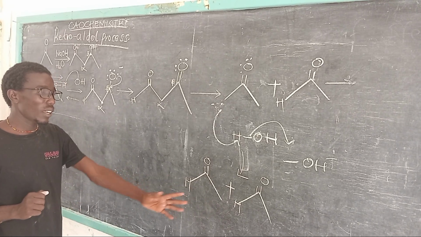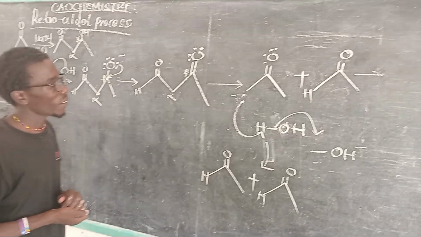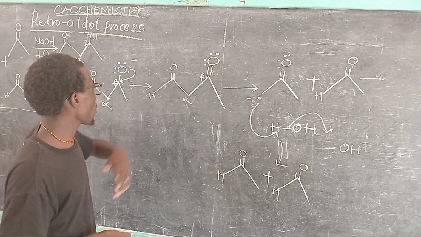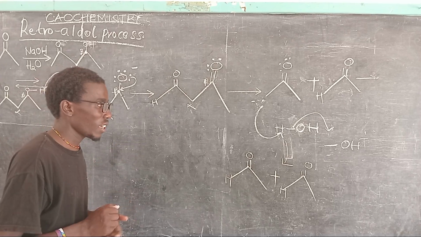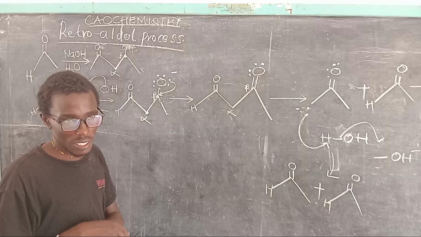We've shown how we can go back to our reactants, which were the two aldehydes. It's the reaction between the two aldehydes that was able to give us the aldol product that we had here initially. And so that's the reaction mechanism for the retro-aldol process.